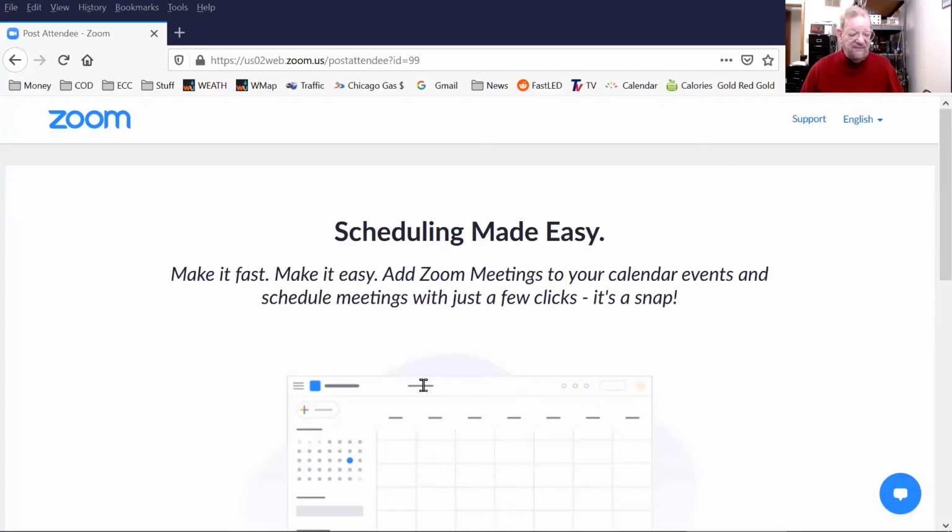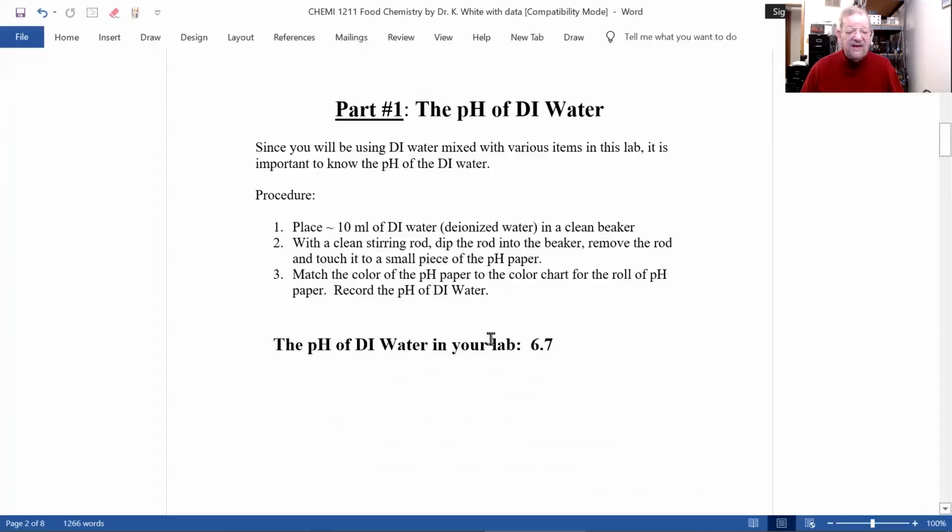And it turns out, if I can get to the right screen, the pH of the water in COD labs is about pH 6.7. And I give that to you. If we were in the lab, you'd measure that.